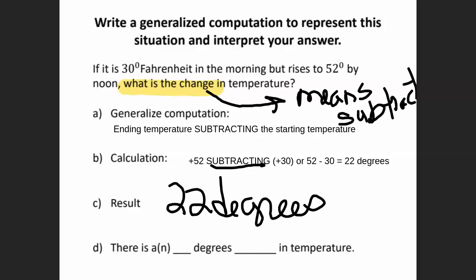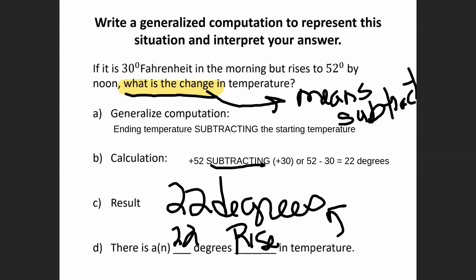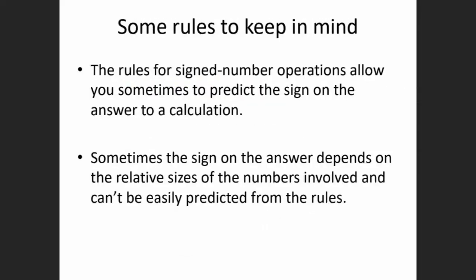Subtracting, that's what this phrase means. There is a 22 degrees rise because we have a positive number here. We have a 22 degrees rise in temperature. Now, if you have trouble with this one, because there is similar on your homework, make sure that you check it out. And this last slide is basically some reminders.